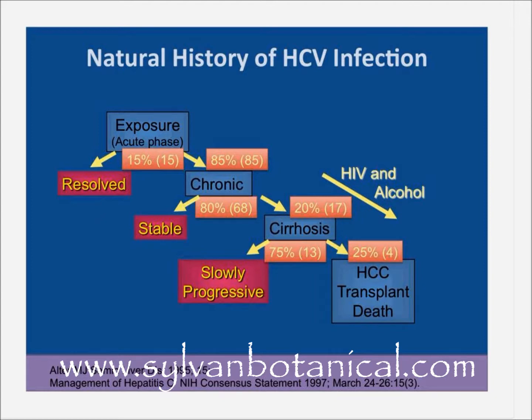The second stage is a stable chronic course. So everybody who is exposed to hepatitis C, whether it's resolved or becomes chronic, develops an antibody to hepatitis C. And this antibody is not necessarily protective against hepatitis C. It actually just shows that somebody has been exposed to hepatitis C, kind of similar to HIV, for those of you who know HIV disease.